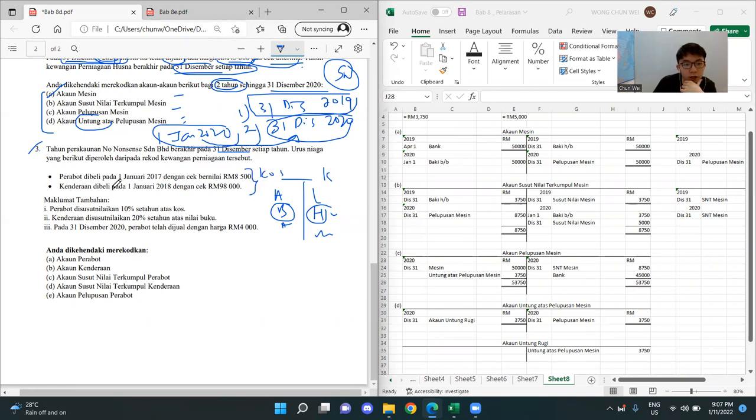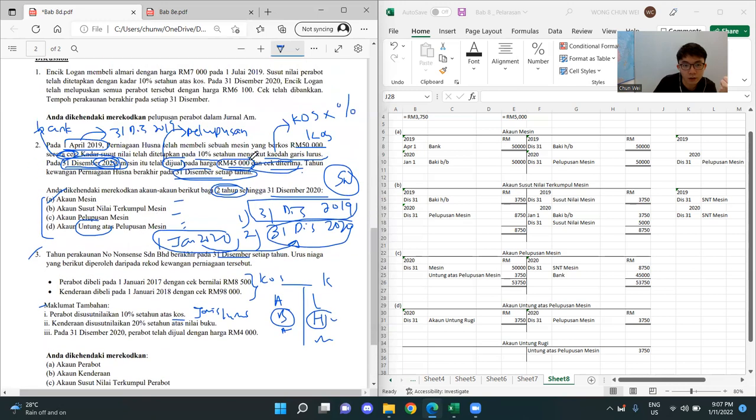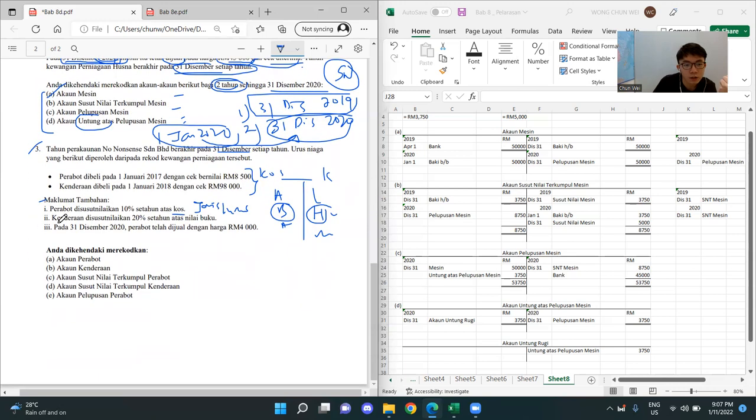Then you buy a kenderaan pada 1 January 2018 dengan check. Okay. So, they're telling us these are the things that we buy, and when did we buy it? Okay, next, the maklumat tambahan. Perabot disusut nilai 10% atas kos. Atas kos meaning we're using garis lurus. The keyword for garis lurus. Like this one tadi punya, okay? Kaedah garis lurus. So for the kenderaan, 20% setahun atas nilai buku. Nilai buku will be the keyword for kaedah baki berkurangan.